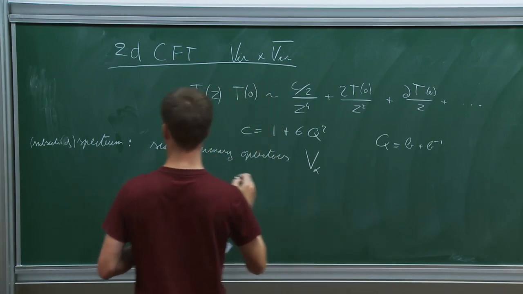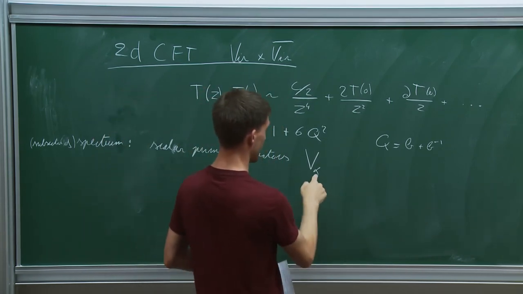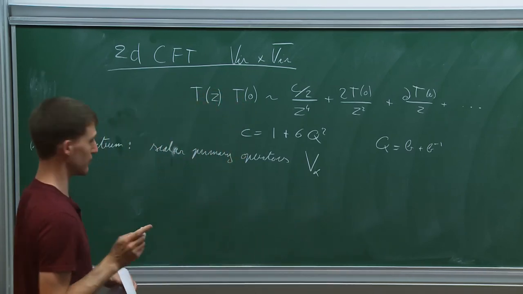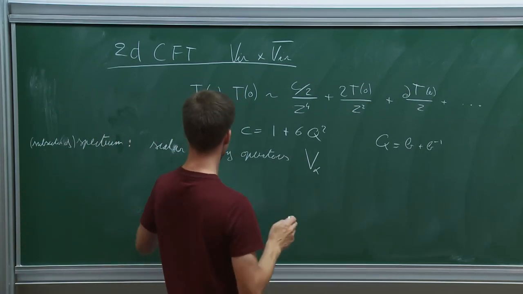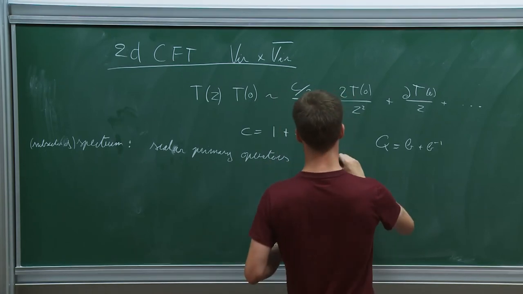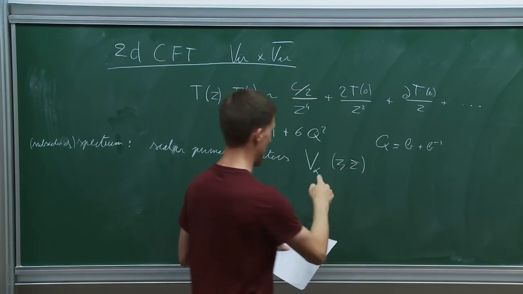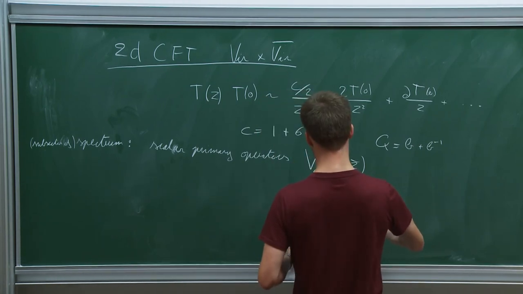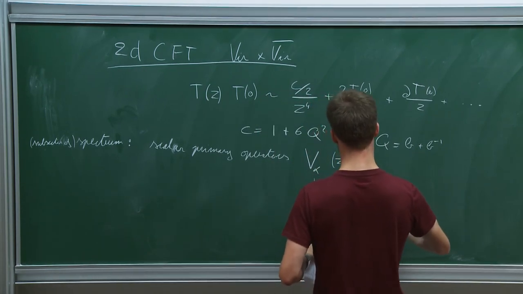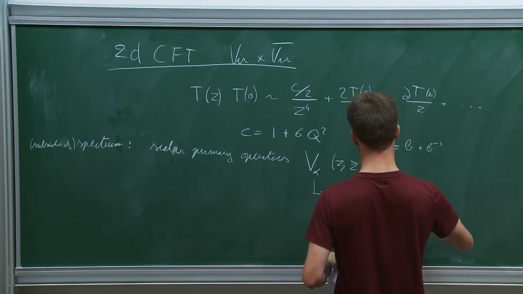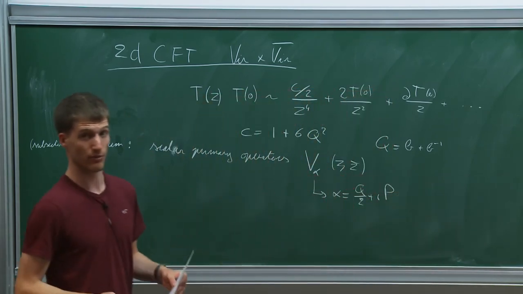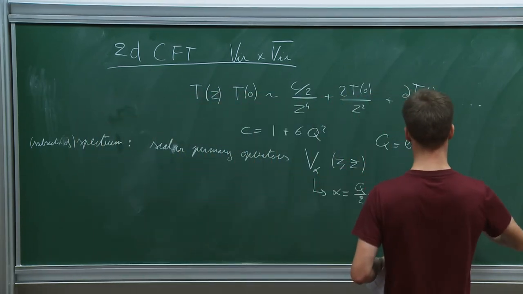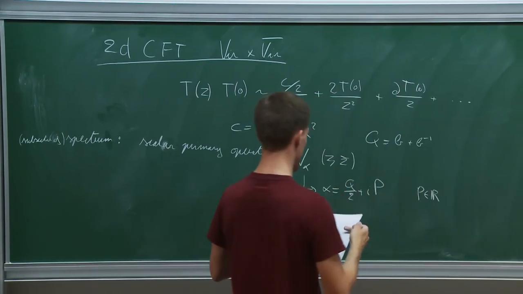So there exist in this theory scalar primary operators. They are labeled by some continuous variable alpha, where really you should think of alpha as Q over 2 plus i times some Liouville momentum P, where P is some real number.